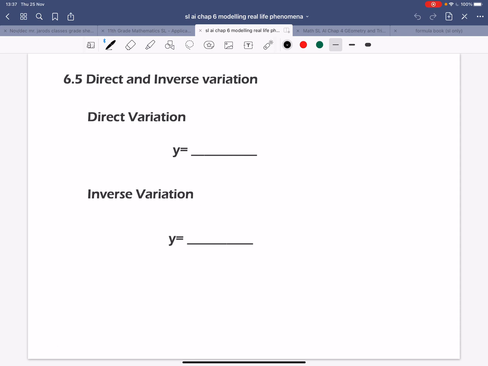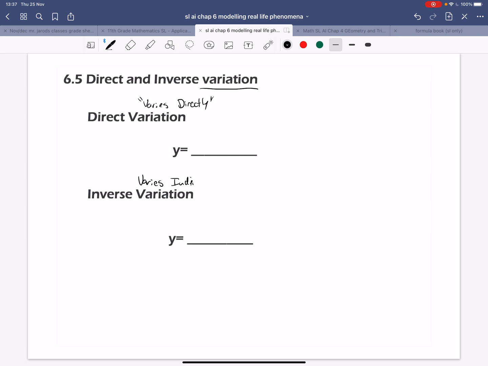All right, so now we're going to get this thing called variation, direct variation and inverse variation. You can sometimes hear it said as varies directly, varies indirectly. So direct variation sometimes is said as varies directly. And then inverse variation is varies indirectly.